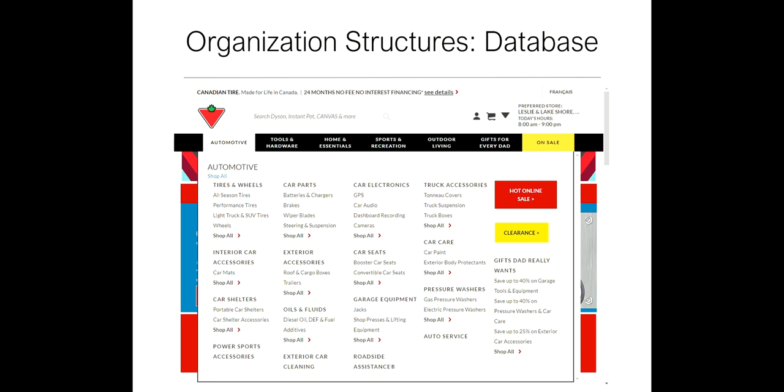But you realize that these are tires and wheels, car parts, car electronics, trunk accessories, all related to the general category of automotive, and presumably they have done their research and realize that more often than not, people are going to be looking for information, looking for products relating to, say, tires and wheels first, as opposed to pressure washers at the bottom right.